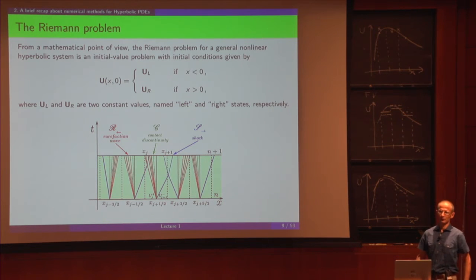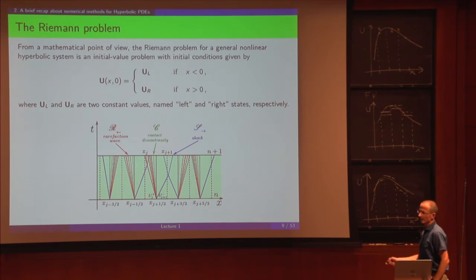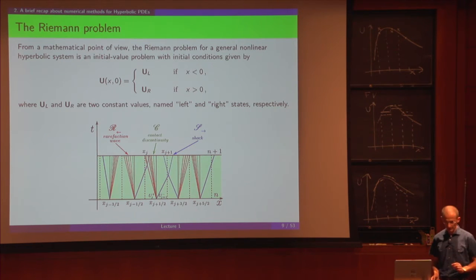You have already talked about the Riemann problem a lot last week. I will not say much, I just need this slide to refresh our minds. From a mathematical point of view, the Riemann problem for a general nonlinear hyperbolic system is an initial value problem with a very simple initial condition given by these constant values, U left and U right. And you have such a Riemann problem at each interface of your numerical domain. So here, at every interface x_{j+1/2}, you will generate a Riemann problem because you have jumps on the left and on the right.